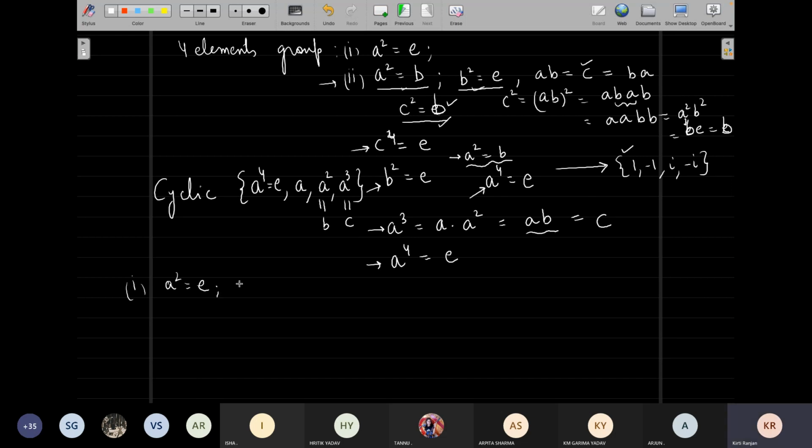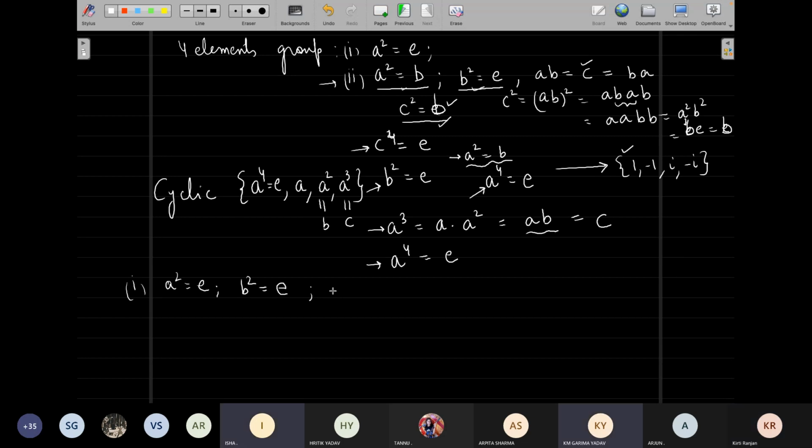So A square equal to E. What about B square? E, sir. You found it to be E, or there is a possibility that I could have chosen B square equal to A? Yes, sir. It can be A or E. Yes, sir. B square equal to A. Either A or E. So let me choose one and then I will discuss the other one. So B square equal to E. Let's say once I choose B square equal to E, what happens to the remaining term?